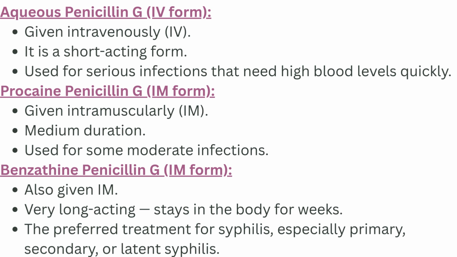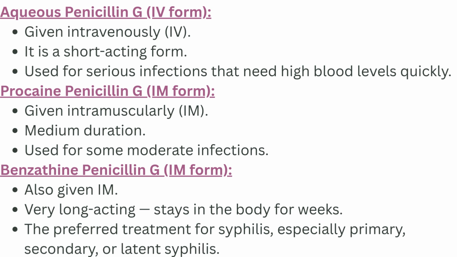Procaine Penicillin G, which is given intramuscularly, is medium duration and used for some moderate infections. And Benzathine Penicillin G, which is also IM form, is very long acting and stays in the body for a few weeks. It is the preferred treatment for syphilis, especially primary, secondary, or latent syphilis.